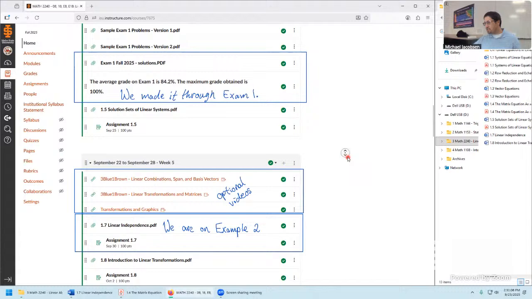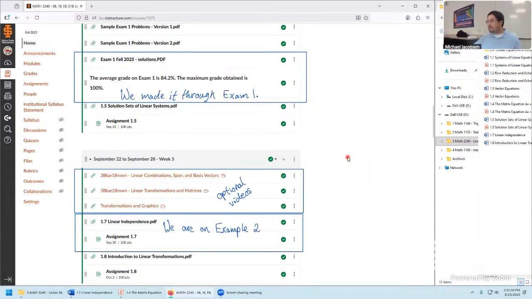Let me go back to where this is at. There we go. As far as exam one went for the summary statistics, average came out to 84.2%, and the maximum obtained was 100% on this exam. It was kind of a short exam. I think people in person in the class got done somewhere around the half-hour mark. Wasn't a lot of sections, so that was probably the major reason for that.